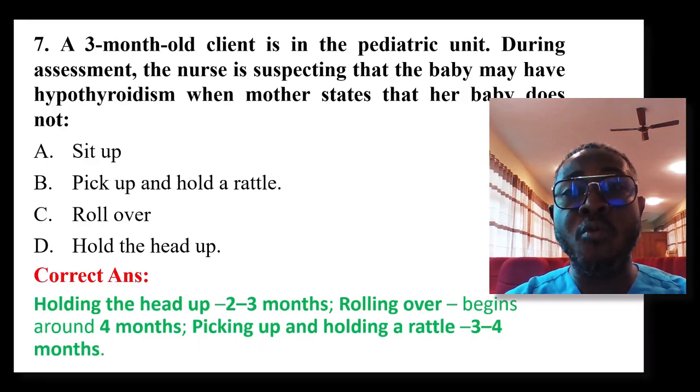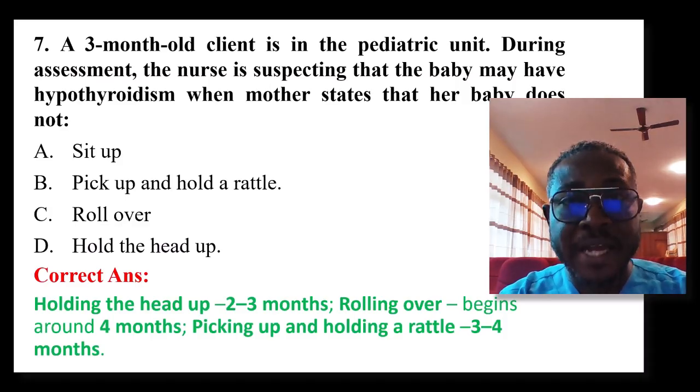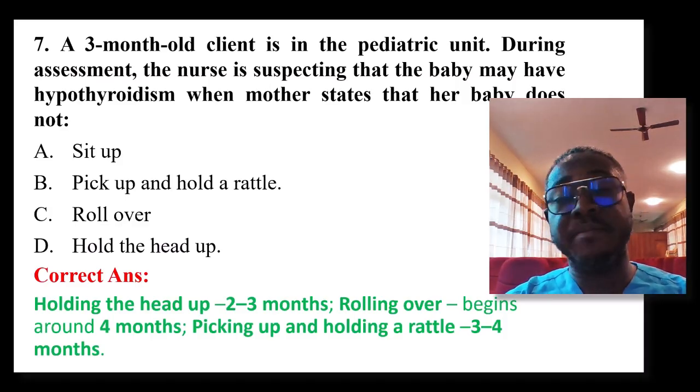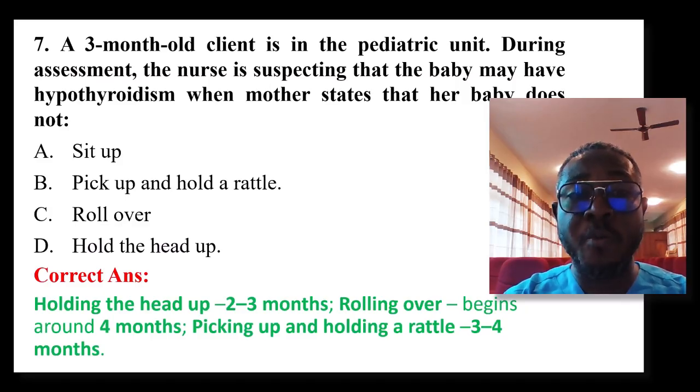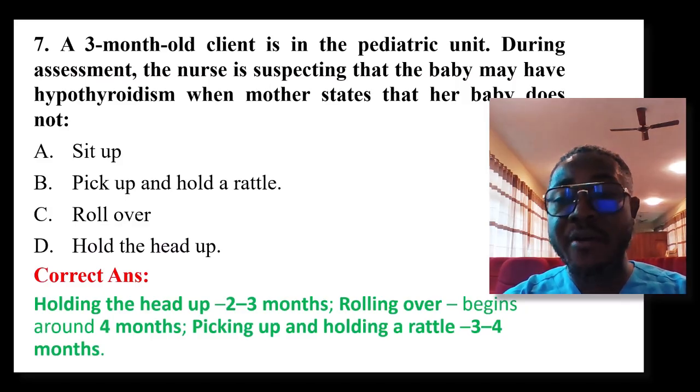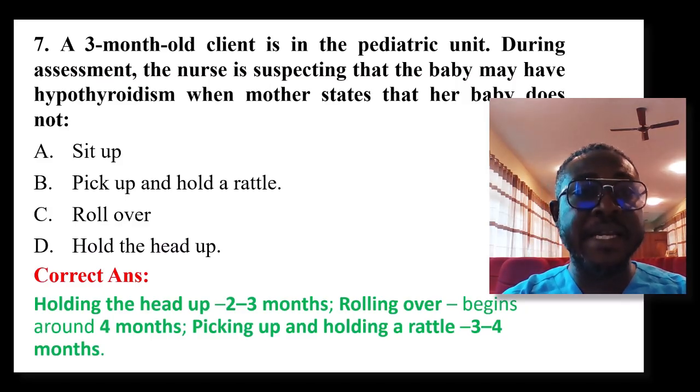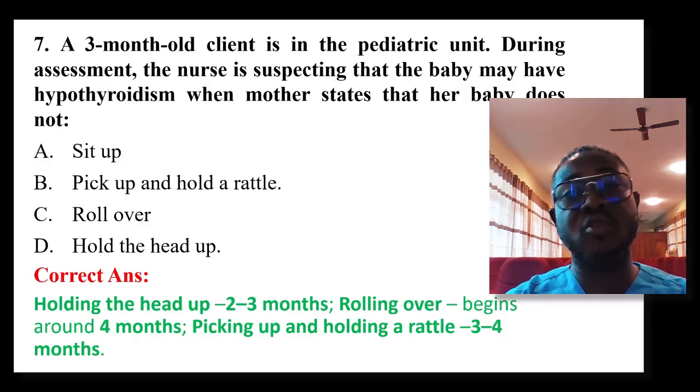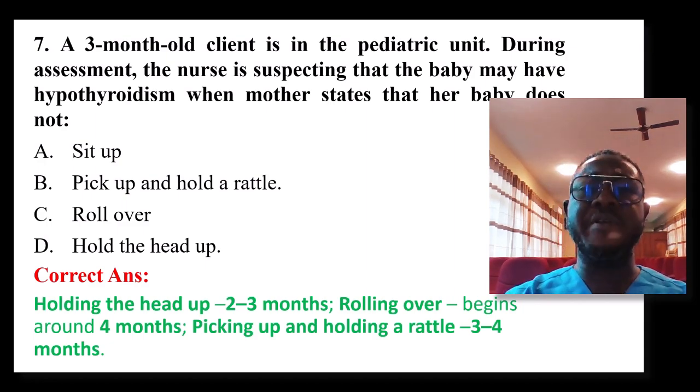Sit up? No, because babies sit up by 6 months with support, and without support by what? 8 months. But this baby is what? 3 months. So it's no. Pick up and hold a rattle, and that is being done around what? 3 to 4 months. Roll over is also done within 4 months, and some books will say 4 to 5 months. But 3 months, we expect that every baby will gain neck control.